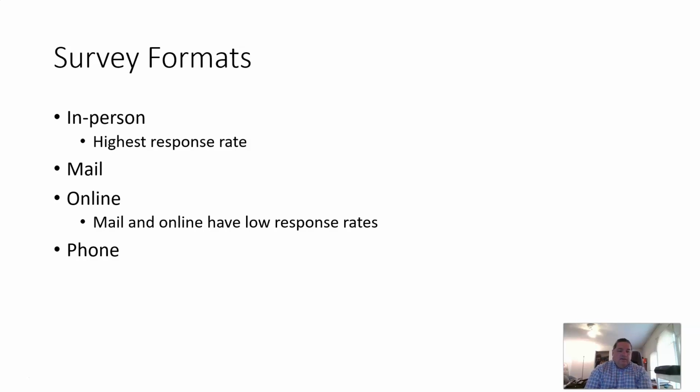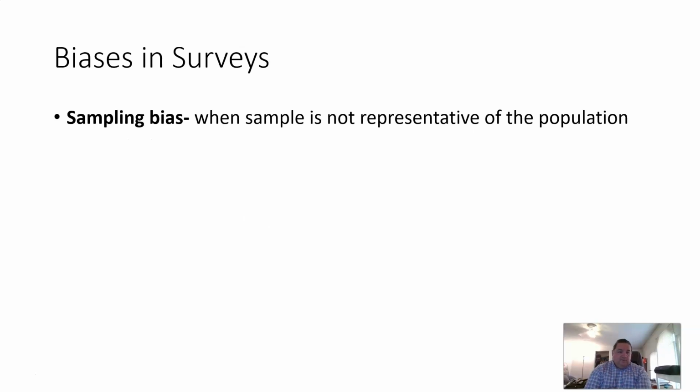Online, mail and online have low response rates. So it's important to remember that. And phone, a lot of government surveys occur over the phone. So people answer the phone and get roped into a 30, 35-minute online or over the phone call. Now, each one of these has what we're going to look at on the next slide, biases.